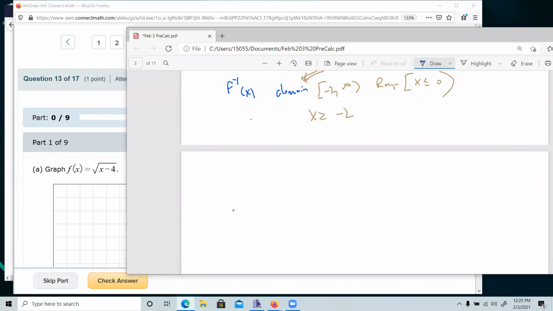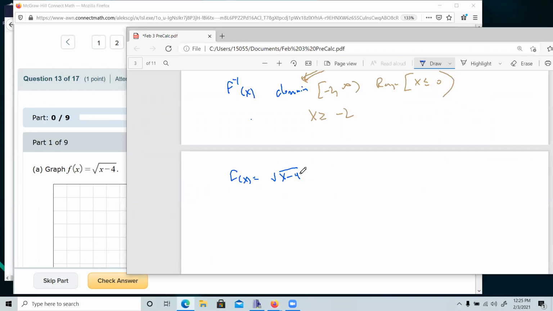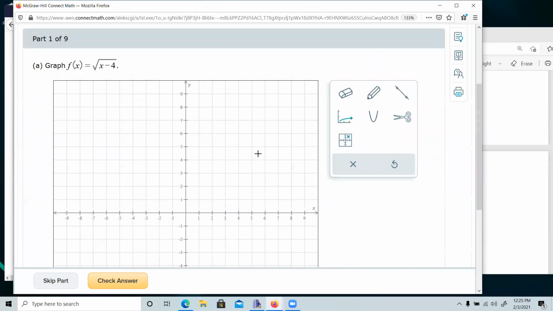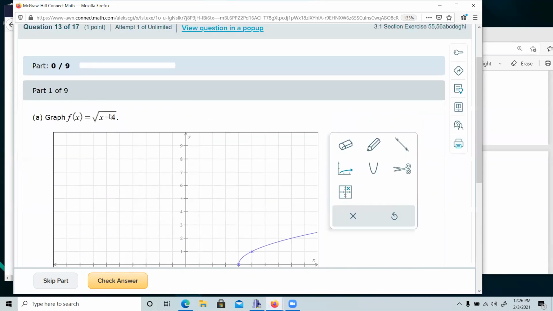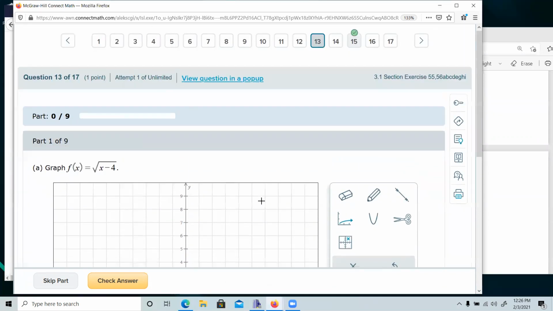We have a graph. We have f of x equals square root of x minus 4, and they have us graph that. So remember, x minus 4. This is just a square root of x, and then we are pushed over to the right 4 units. Just do this. If I put x equals 5, we get 5 minus 4, which is 1, and the square root of 1 is just 1.